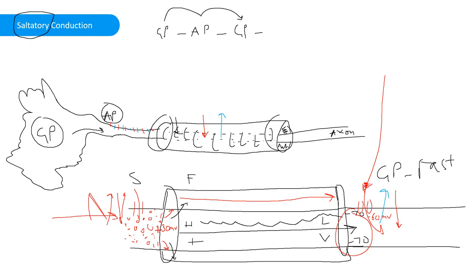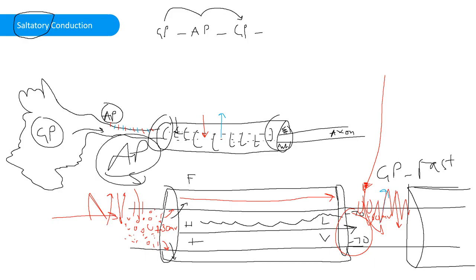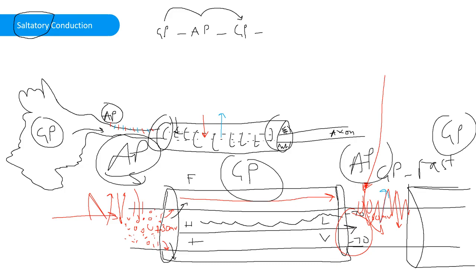And if it does, and it always does, it'll boost the signal and get more sodium and potassium coming in before it meets the next myelin sheath. And it does exactly the same. So here we can say it's going from an action potential to a graded potential to an action potential to a graded potential. And there's a definite reason for that.